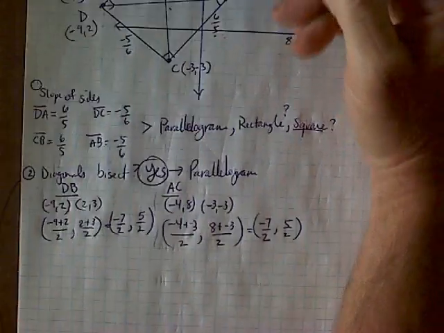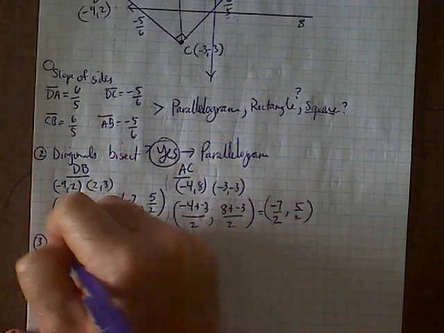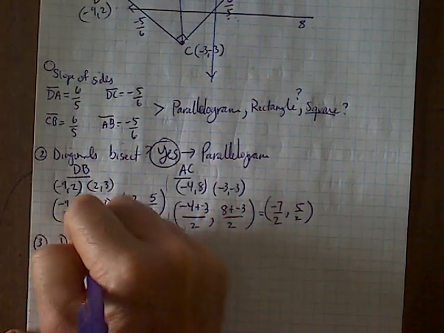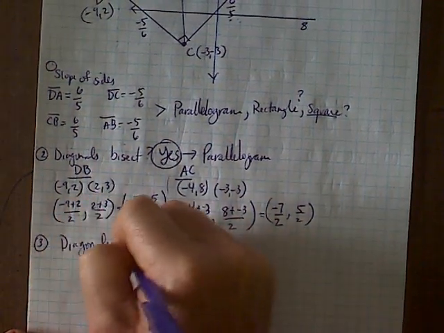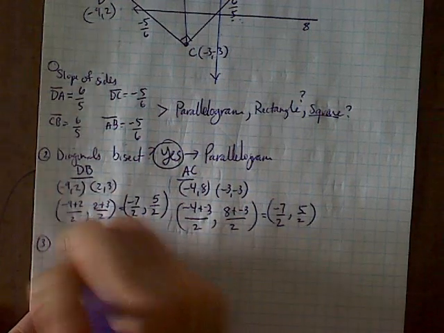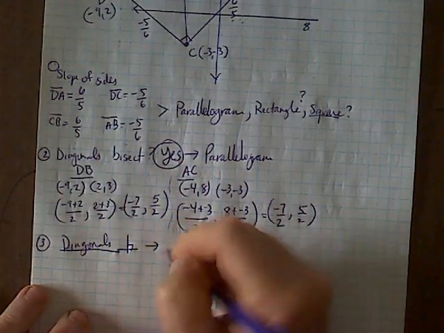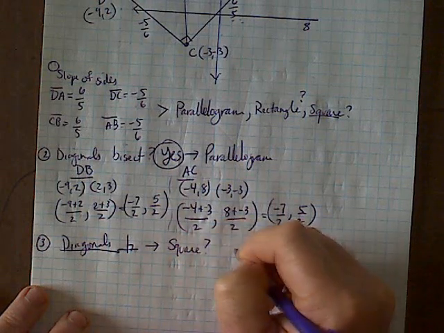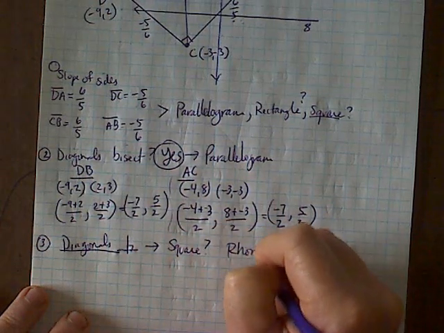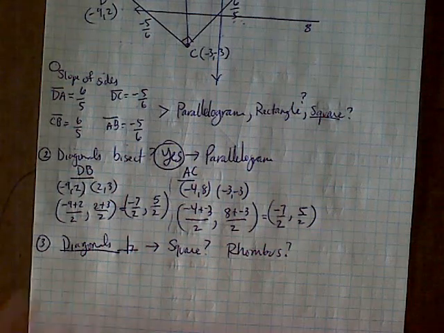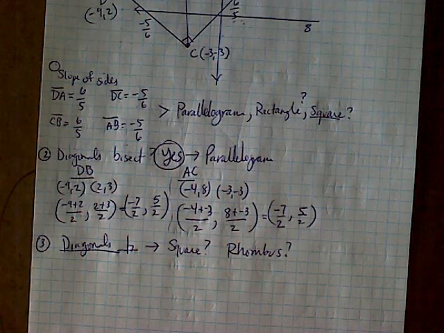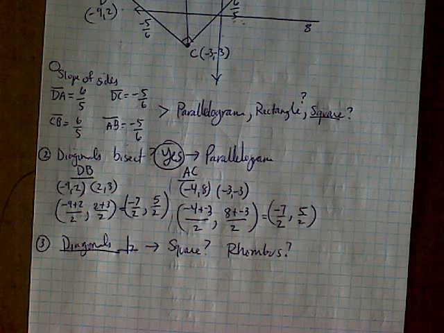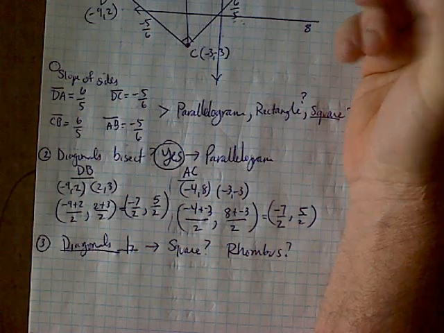Are the diagonals perpendicular? So diagonals perpendicular. Now why would I be checking to see if the diagonals are perpendicular? What I'm checking for here is is it a square or a rhombus? Okay, I'm going to check for that. It could be both of those if the diagonals are perpendicular. So let's find the slope of the diagonals.